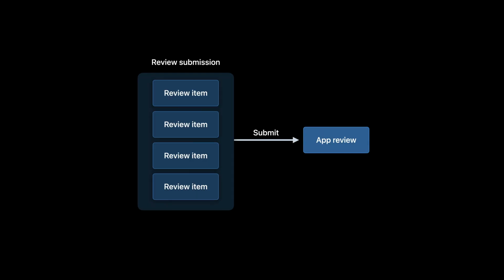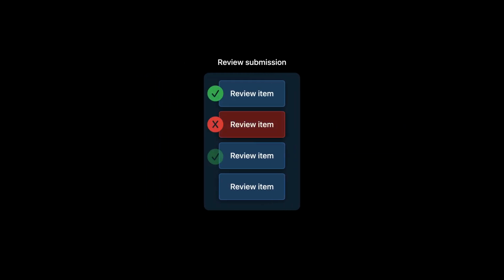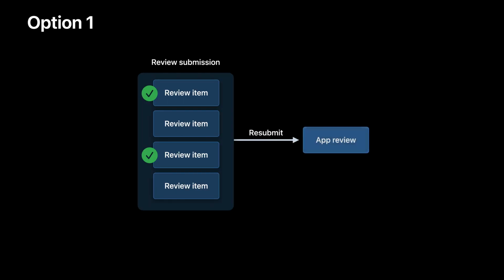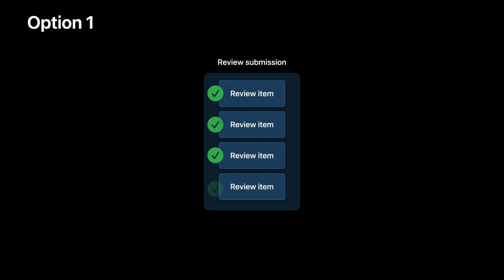In fact, all review submissions are typically reviewed within 24 hours, regardless of the number or type of review items. After review, each item in the submission will be marked as accepted or rejected. It's very important to understand that no review items are approved until all items in the review submission are accepted. So let's look at two ways to move forward with a review submission that has rejected items. The first option is to edit any of these rejected review items and then resubmit. If those items now come back accepted, the review submission is complete and every item is approved and able to be published to the App Store.